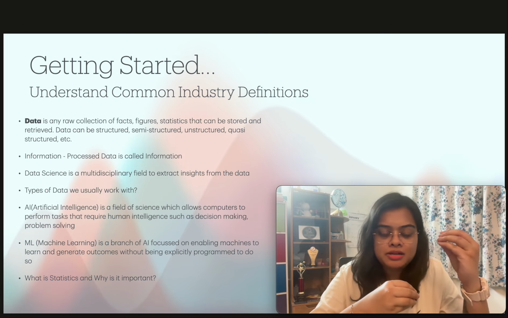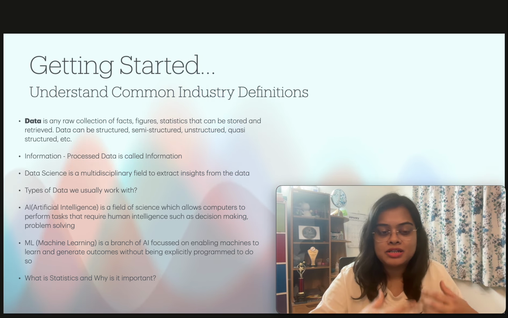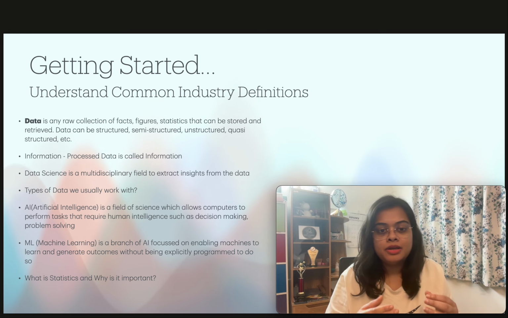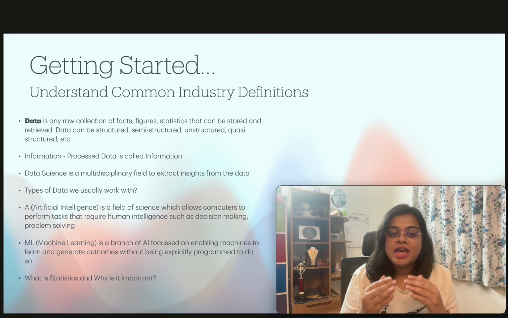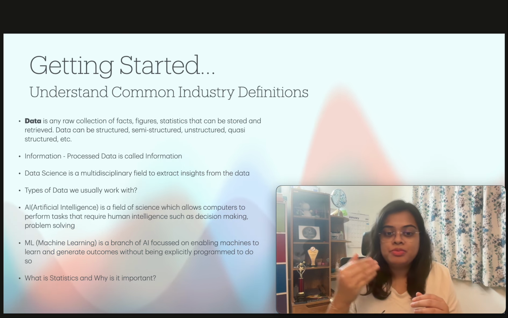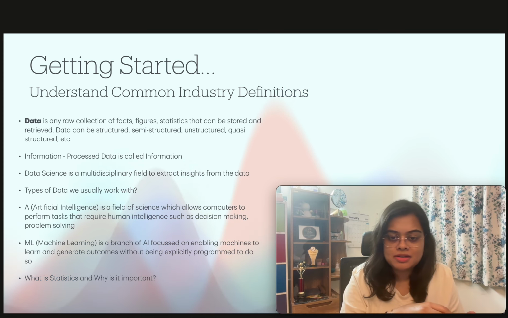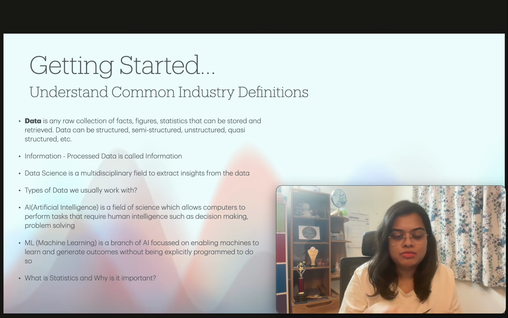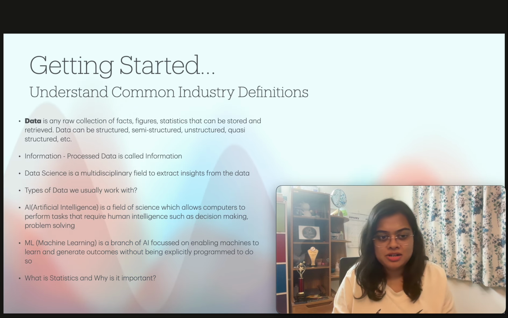And then comes machine learning. So, machine learning is a subset of AI. That is why it is called a branch of AI. It focuses on enabling machines to learn and generate outcomes without being explicitly programmed to do so. So, your normal software engineering practices are where you give the input to your machine, tell it exactly what to do, and then you get the output. In machine learning, you provide both the input and output, especially when it is supervised, and I'll explain that when I'm teaching machine learning.